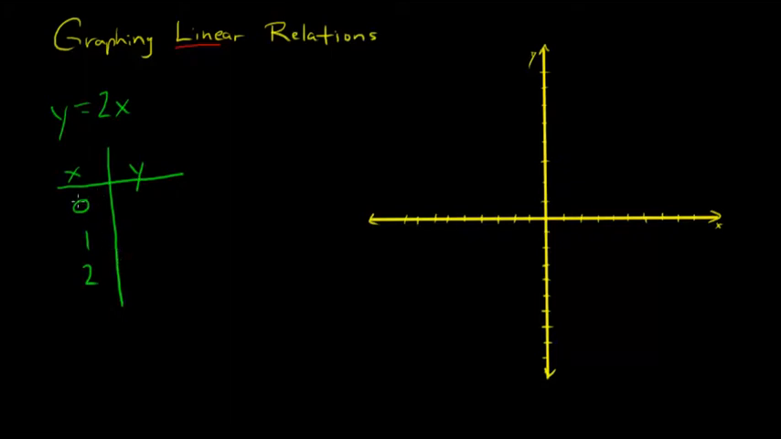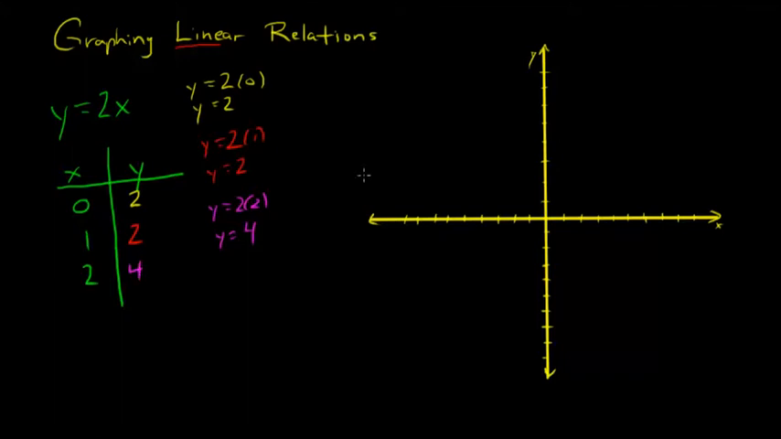So when x equals 0, what does y equal? All we have to do is plug or substitute our x value into the equation. So y equals 2 times x, or 2 times 0, which is going to equal 2. Do the same thing for 1. Y equals 2x, or 2 times 1. Y equals 2. And finally, for 2, y equals 2x, or 2 times 2. So y is going to equal 4.